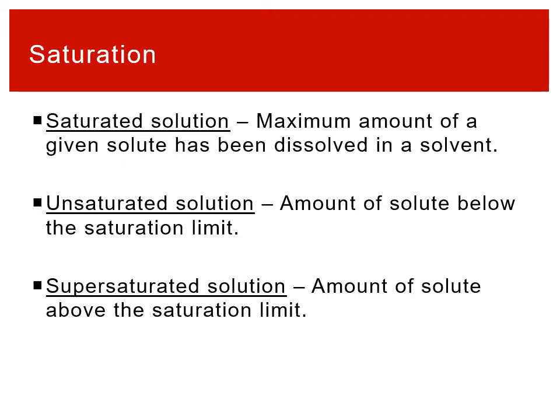If you're at that limit, we call it a saturated solution. That is, you've dissolved as much solute as possible, and any more you put in will not dissolve. So that is the limit of a homogeneous mixture. Any more solid you put in after that is going to stay solid, or whatever it is. It'll separate out and be a heterogeneous mixture. So unsaturated means you're below the limit. You still can dissolve more.